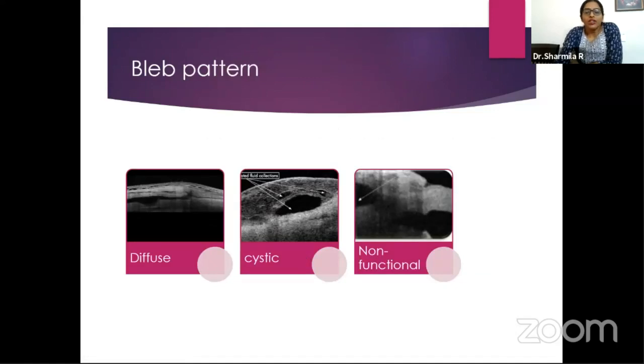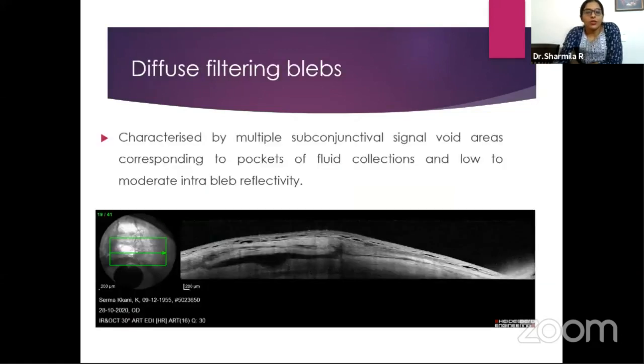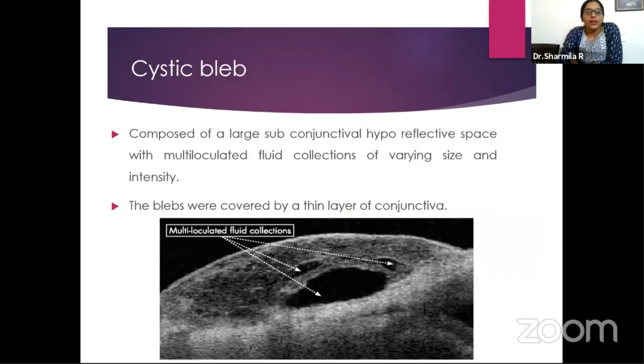And then we have the pattern of the bleb. Based on the pattern, you can classify it as a diffuse bleb, a cystic bleb, or a non-functioning bleb. So diffuse blebs are the functioning blebs. Basically, you see a lot of multiple subconjunctival signal-void areas corresponding to the fluid pockets. And this shows that it has a moderate intrableb reflectivity, and it is a diffuse filtering bleb. Whereas in a cystic bleb, you see one large area of a cystic space with a hyperreflective area, which is multiloculated.